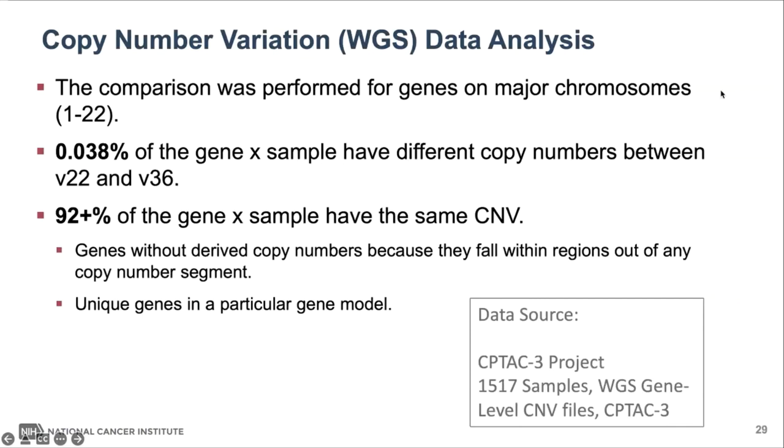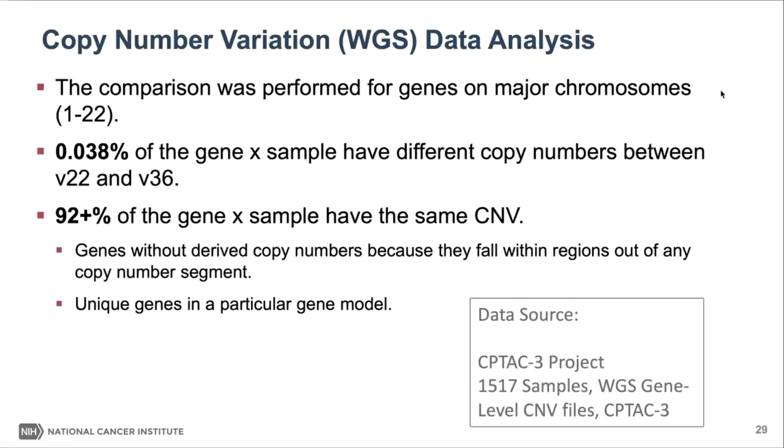For the copy number variation data analysis, and this is the copy number variation that came from whole genome sequencing, the comparison was performed for the genes on the major chromosomes, and a very low percentage of the gene sample combinations have different copy numbers between v22 and v36. Over 92% of the gene sample combinations do have the same copy number variant.